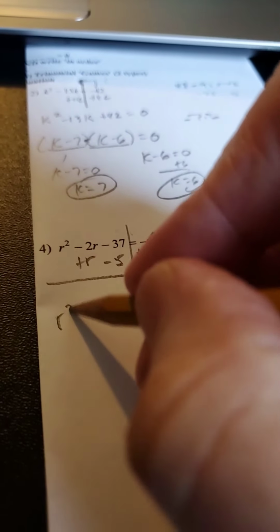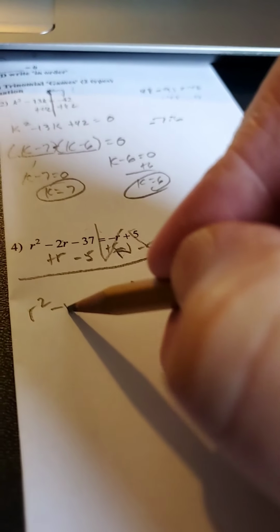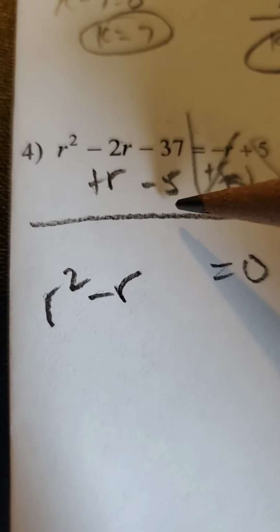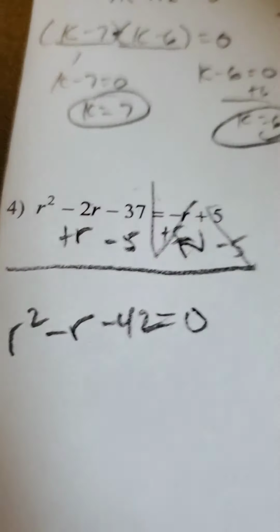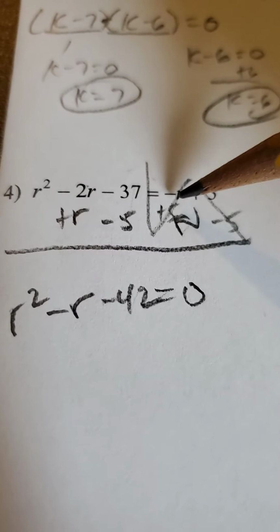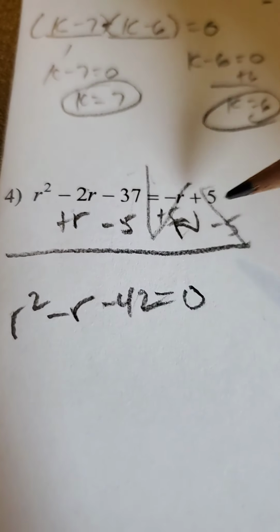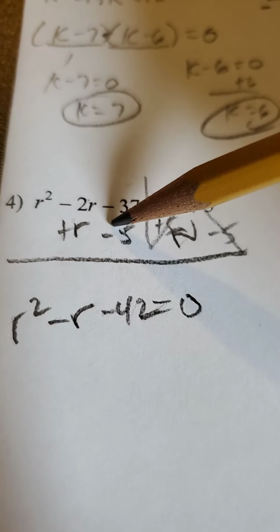And now I need to combine like terms over here. There was nothing to combine the r squared with. A negative 2r and a positive 1r is negative 1r. A negative 37 and a negative 5 is a negative 42. Okay, so to move everything to one side, I plus r, and I minus 5.